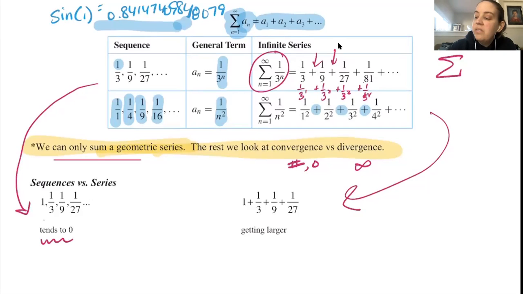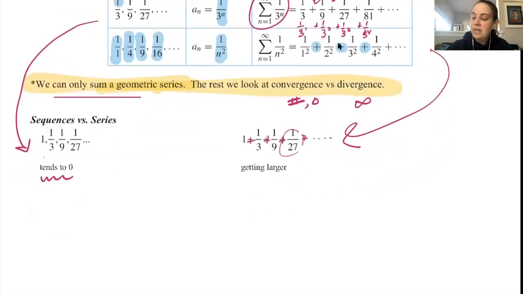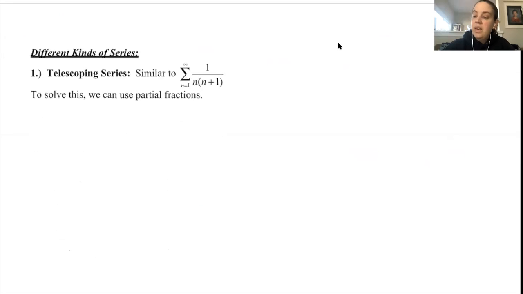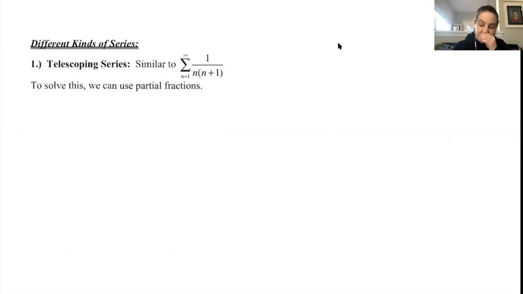When you have this plus sign in between each of them, you're getting larger and larger and larger. Now, if you add 1/27, you're not adding much value at all. So it's getting larger, but very, very slowly. So just keep in mind the difference between sequence and series. Now, we have a few different kinds of series. The first one I have for you is a telescoping series. It's similar to this format that's here.